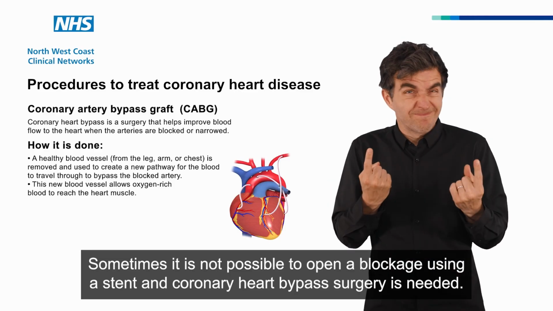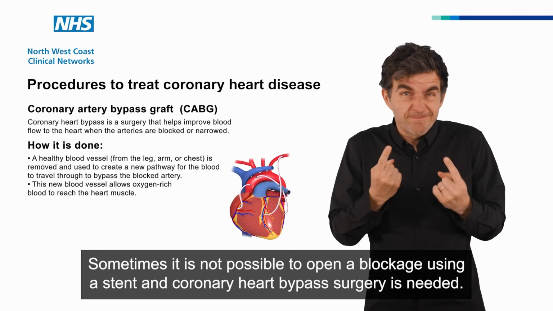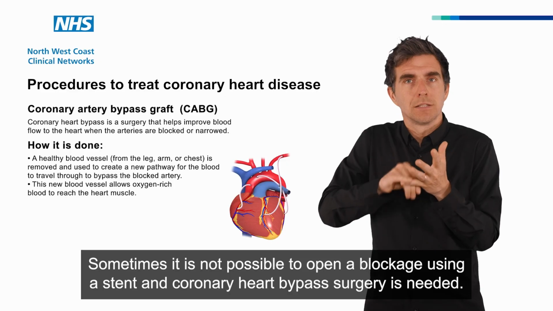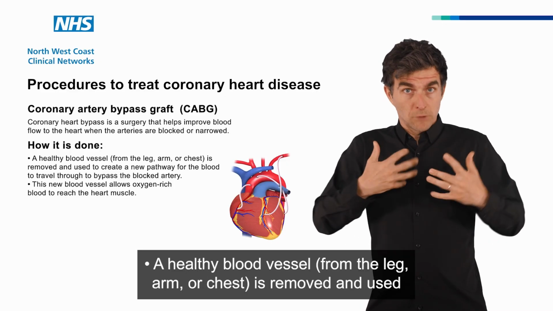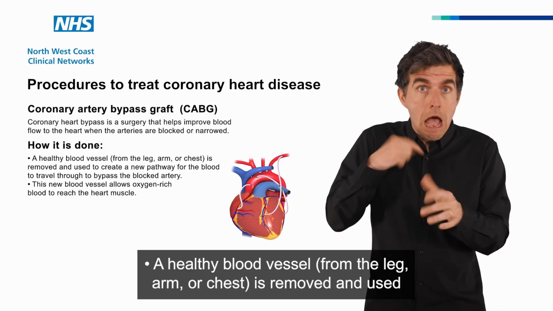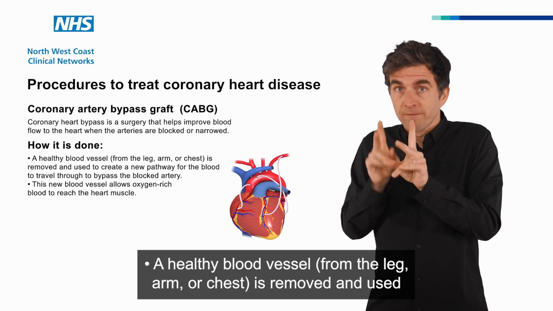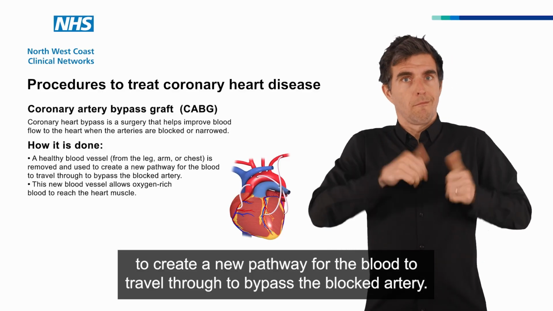Sometimes it is not possible to open a blockage using a stent, and coronary heart bypass surgery is needed. This is how it's done. A healthy blood vessel from the leg, arm, or chest is removed and used to create a new pathway for the blood to travel through to bypass the blocked artery. This new blood vessel allows oxygen-rich blood to reach the heart muscle.